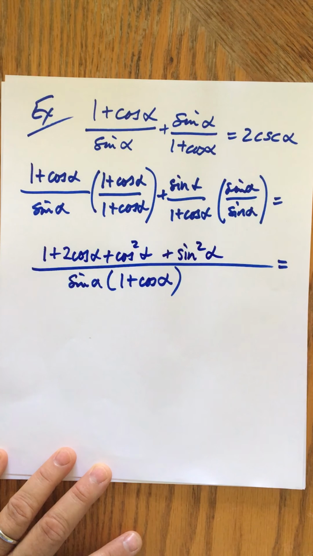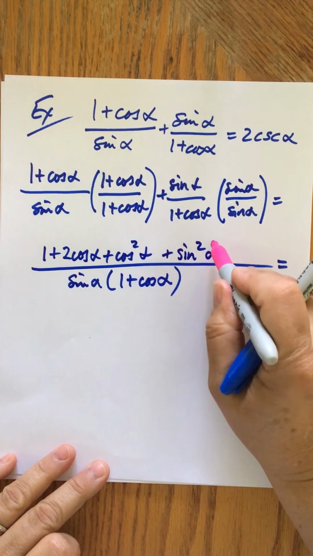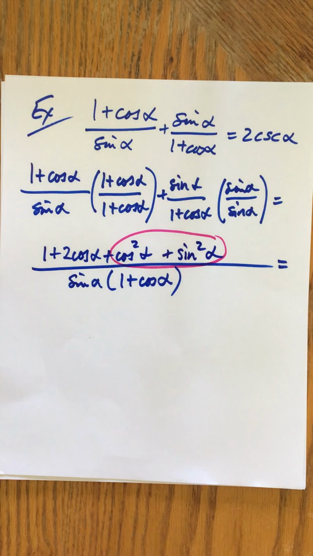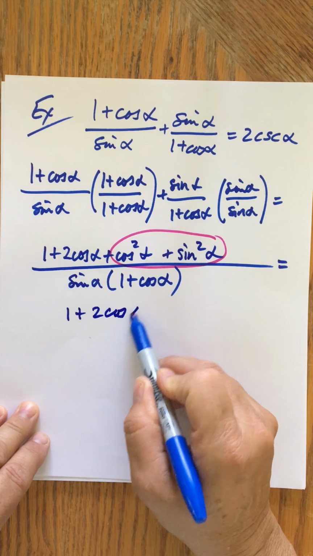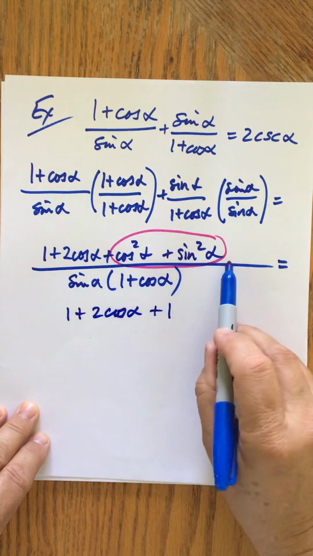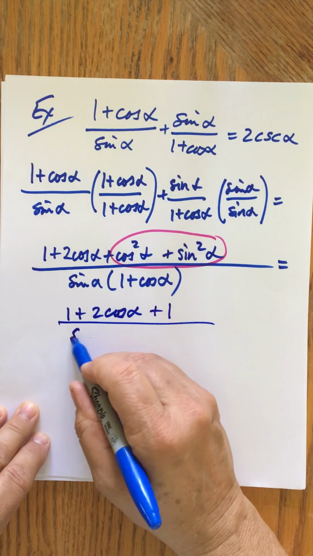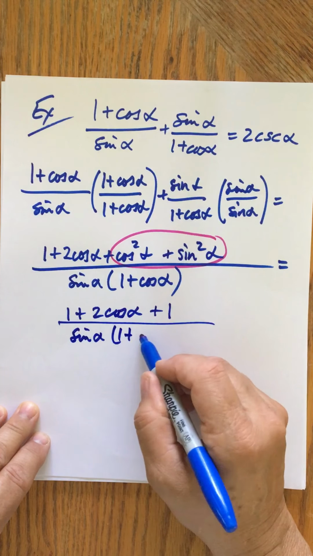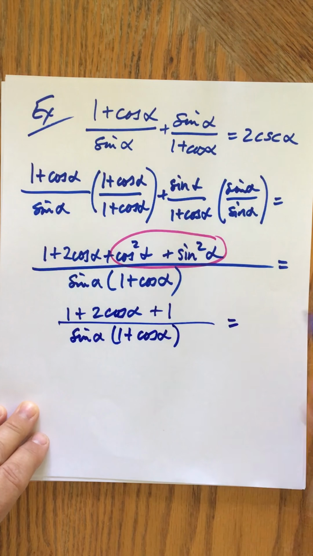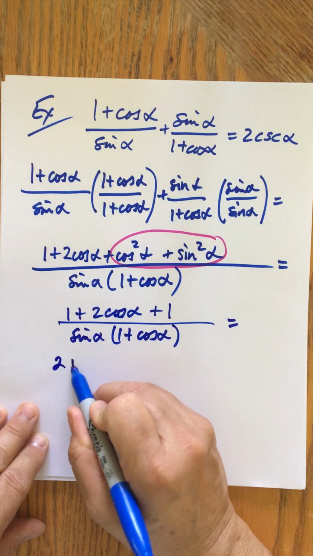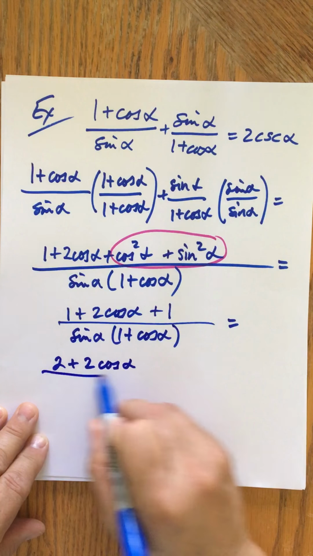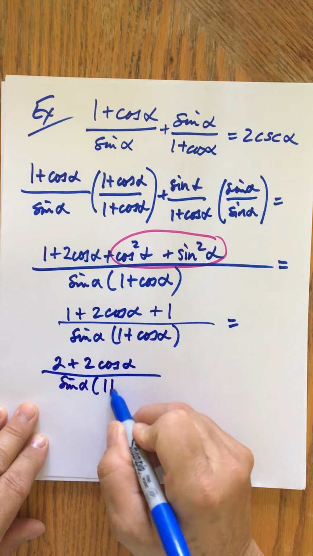Okay. Now, what I can see here is that already I've got some recognition here, right? Cosine squared alpha plus sine squared alpha, that's just 1. Right? So I could say 1 plus 2 cosine alpha plus 1 for all this, all over sine alpha times 1 plus cosine alpha. Okay. Now, 1 plus 1 is 2, so let me just say I'm going to have 2 plus 2 cosine alpha all over sine alpha times 1 plus cosine alpha.